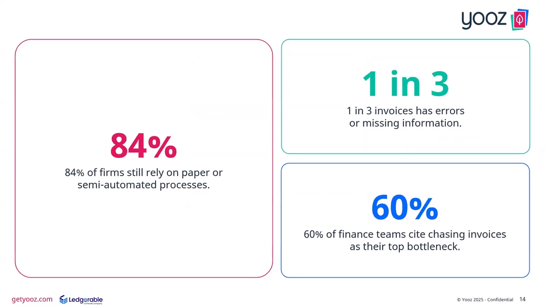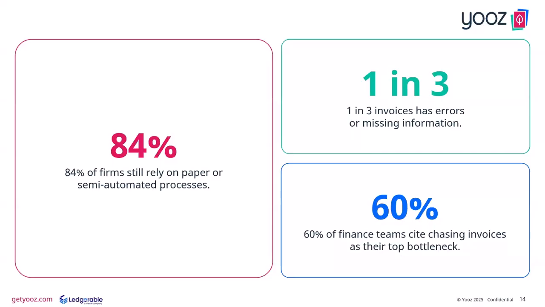So what is it like out there for the construction industry right now? I'm sure some of you out there are feeling some of these pains. Just to give you an idea, 84% of firms still rely on paper or semi-automated AP processes. That's huge. With 1 in 3 invoices having errors, you're not just wasting your time fixing mistakes, you're wasting money.